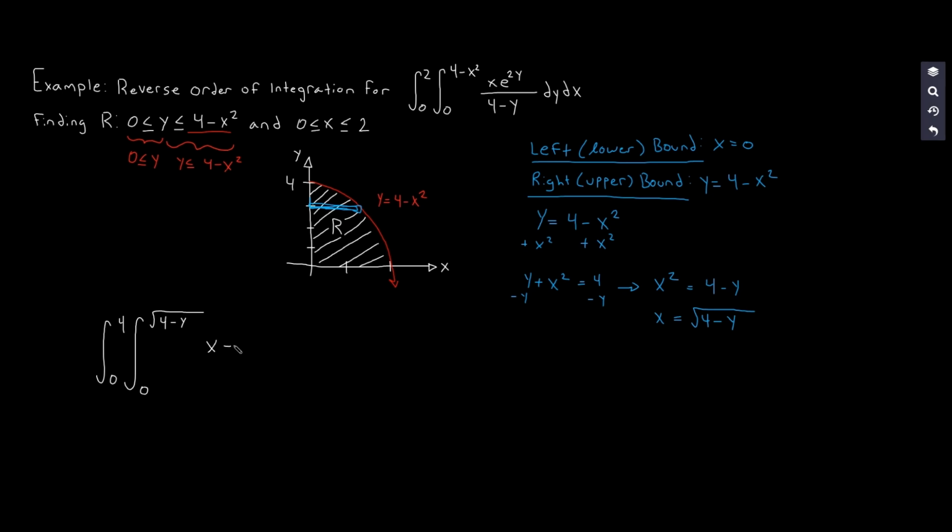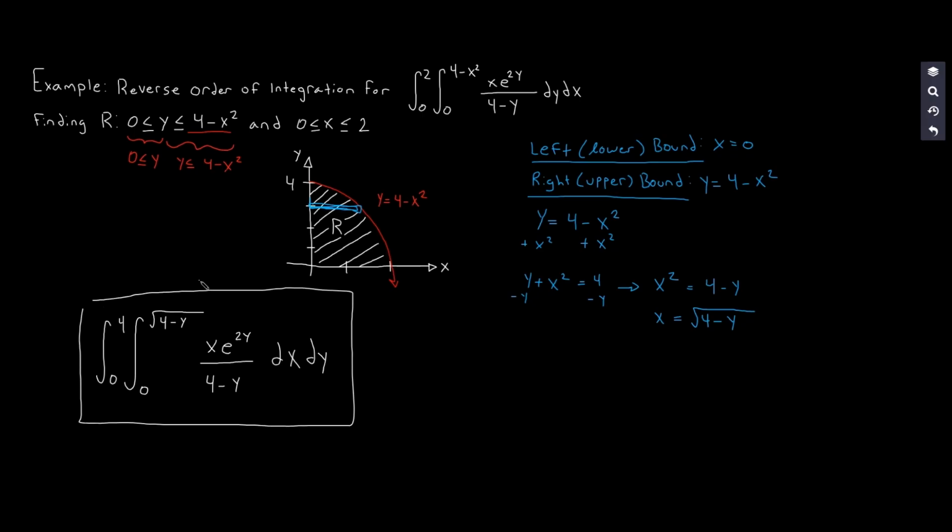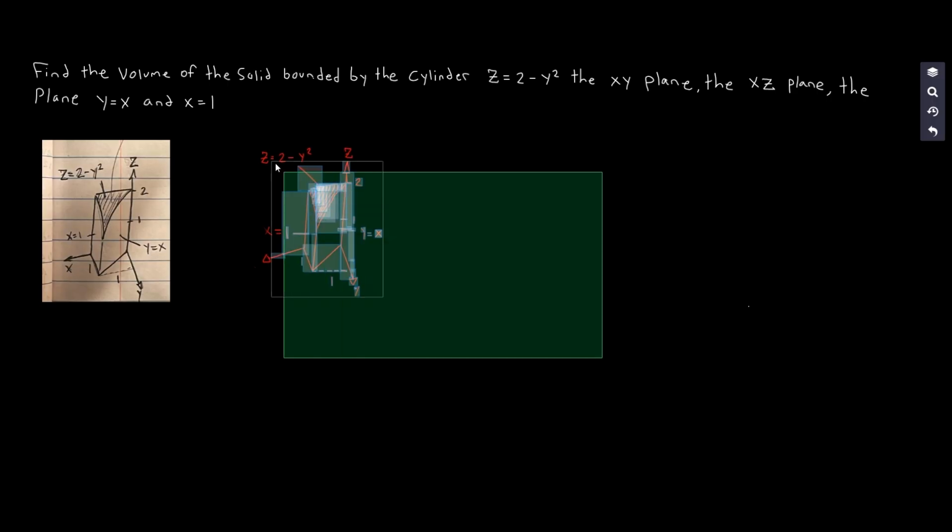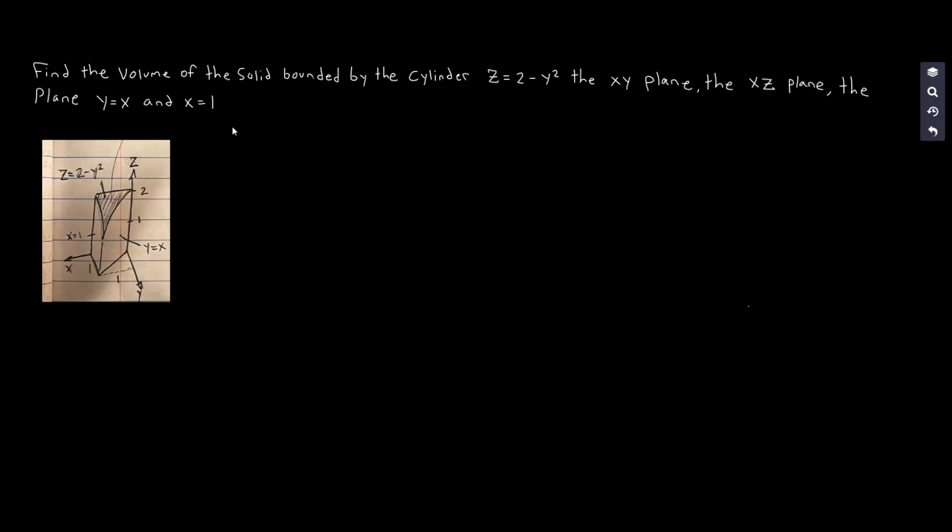The integrand stays the same. This is going to be x times Euler's number raised to the power of 2y, all over 4 minus y. And so we just flip the integrals around. So this is now going to be dx dy. And so this is our answer here. This is what the integral would look like if you wrote it in terms of reverse integration. I tried to recreate this in red, but I hate it. So we're going with my notebook version.